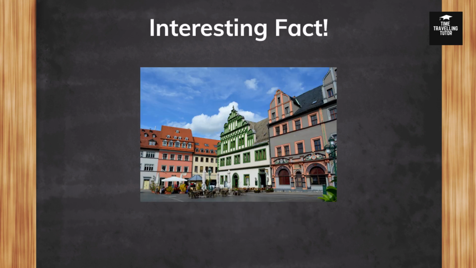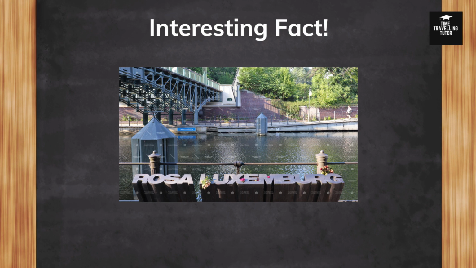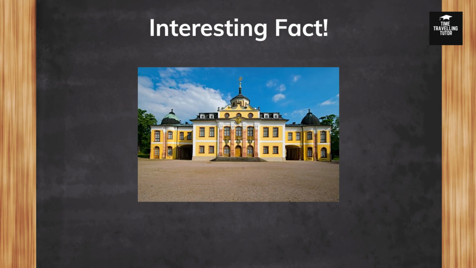Now, here's an interesting fact. The Constitutional Assembly chose the town of Weimar to draft the constitution because Berlin was deemed too unsafe after the Spartacist uprising earlier that month. It was a historic gathering where representatives from various parties and factions worked together to shape the future of Germany.